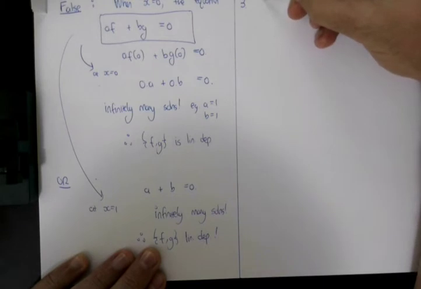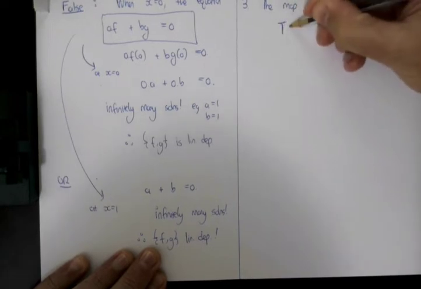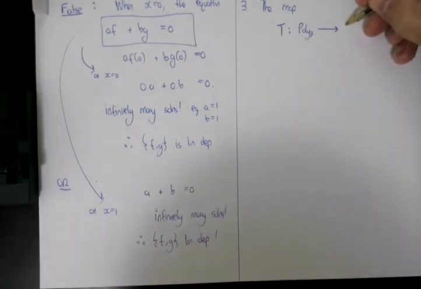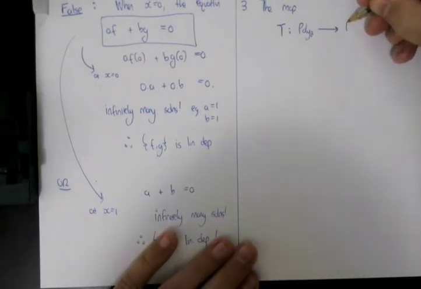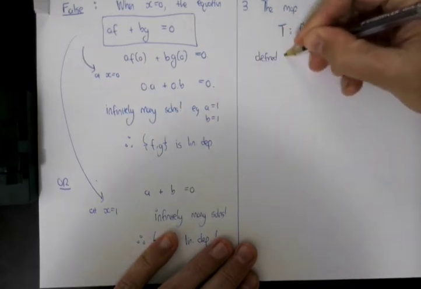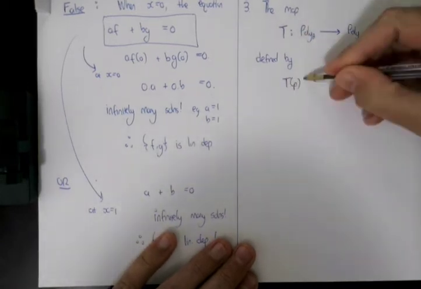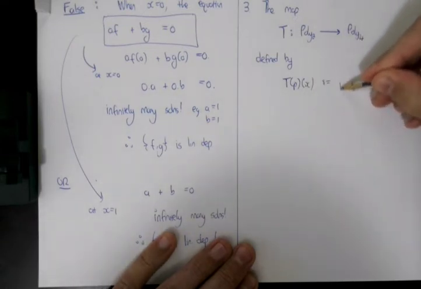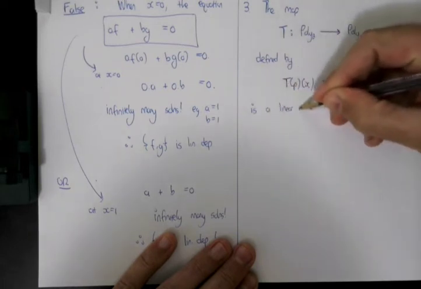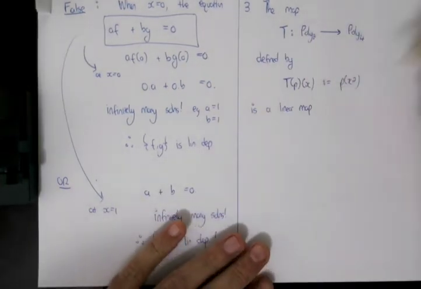Okay, this question says the map T from poly 2 to poly 4, defined by T of P evaluated at x is defined to be P of x squared, is a linear map. Okay, let's have a look at this. So the answer is true.